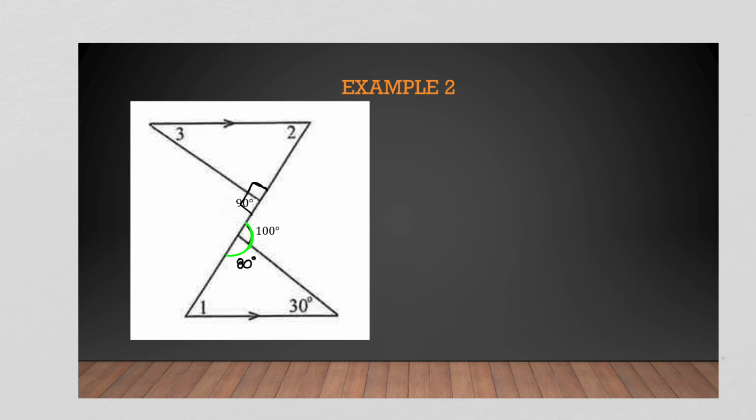Now in this triangle here, we have angles in a triangle which have to add up to 180 degrees. We have 80 plus 30, which is 110. So that means angle 1 is 70 degrees. So that one was easy enough.